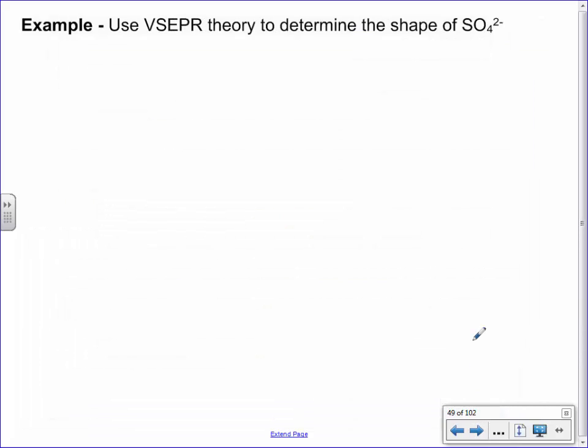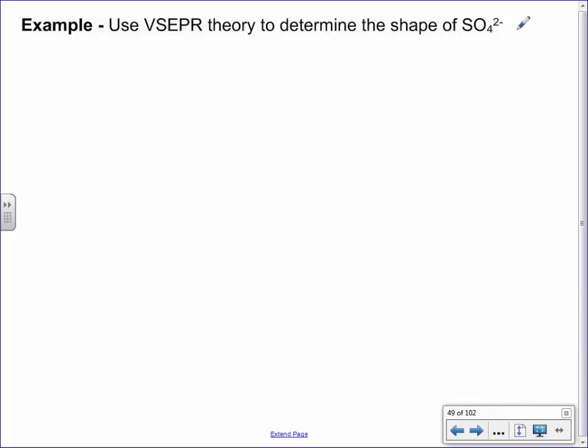Let's try to figure out the shape of SO4 2-. Let's figure out what kind of shape it's going to have. So first thing we got to deal with then, we got to draw it just like we did earlier. How do you draw something with a 2 negative charge? What's the mechanism for this again?